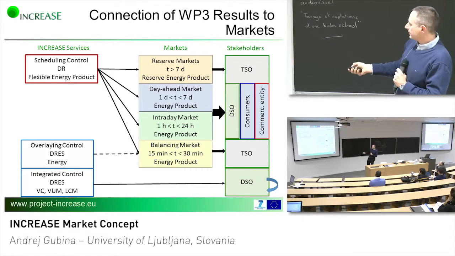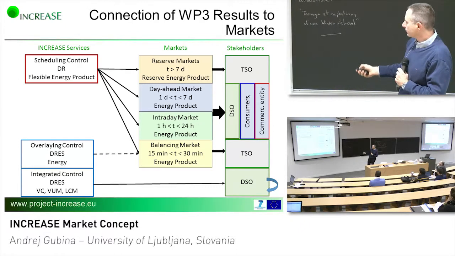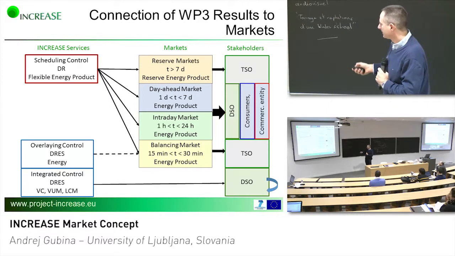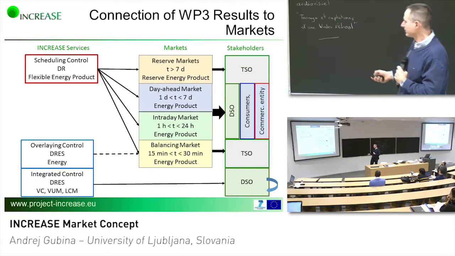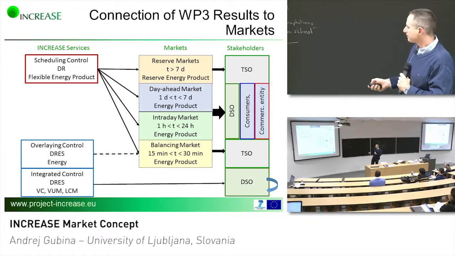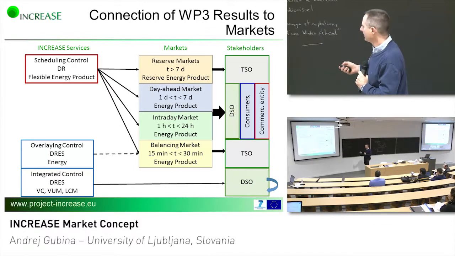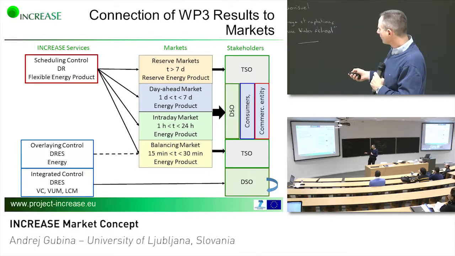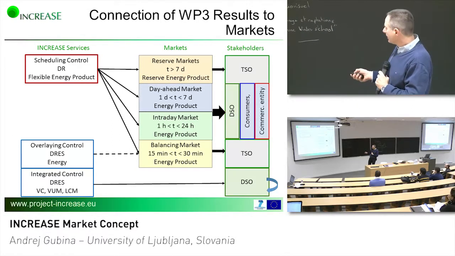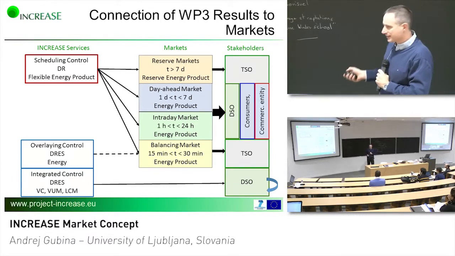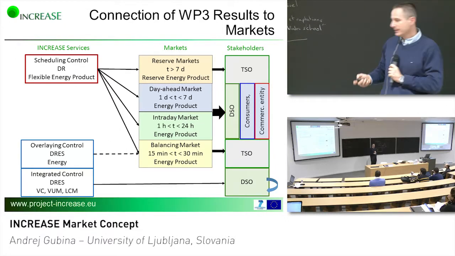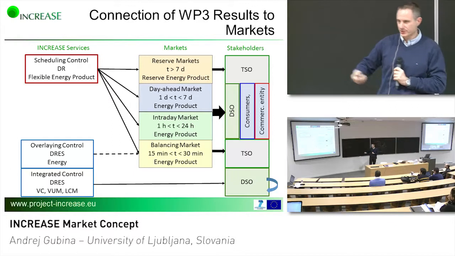Here we show how this flexible energy product could go into reserve, week ahead and longer markets, and the energy markets: day ahead, intraday, balancing. And which are the stakeholders or actors that could be interested in these products. Please note that the DSO could be part of it, so it could be the user. And consumers and commercial entities, producers, consumers or prosumers together, are the ones that are procuring or purchasing them.